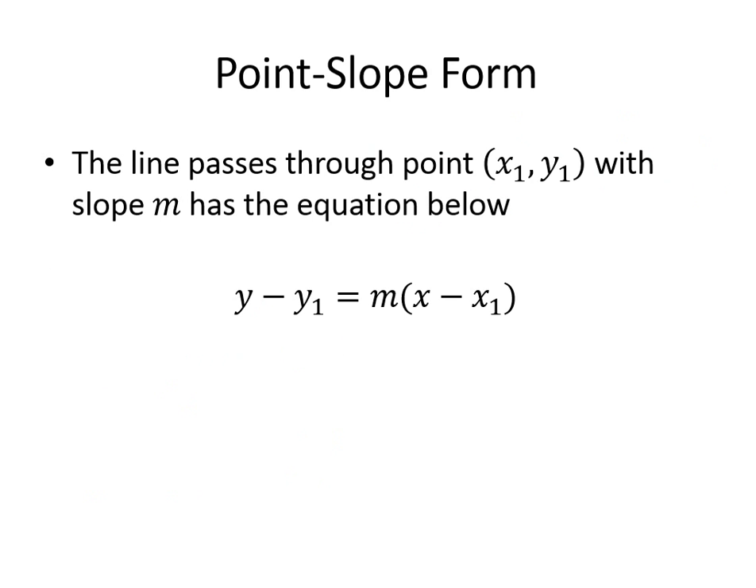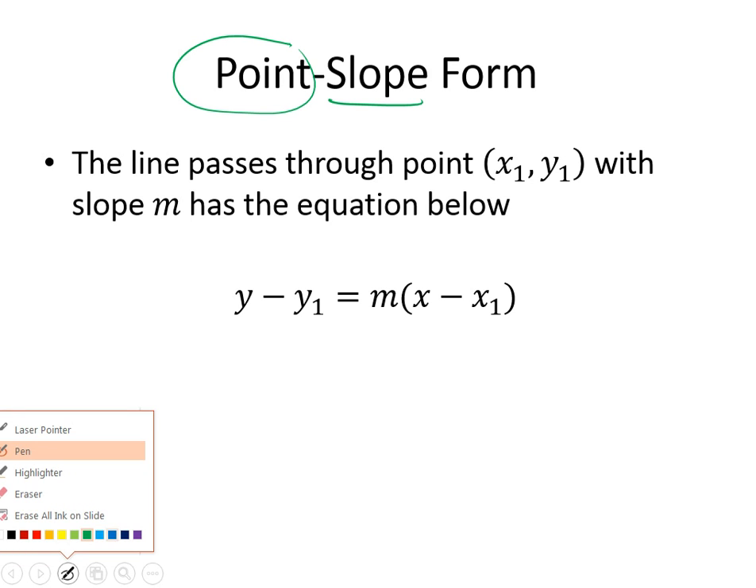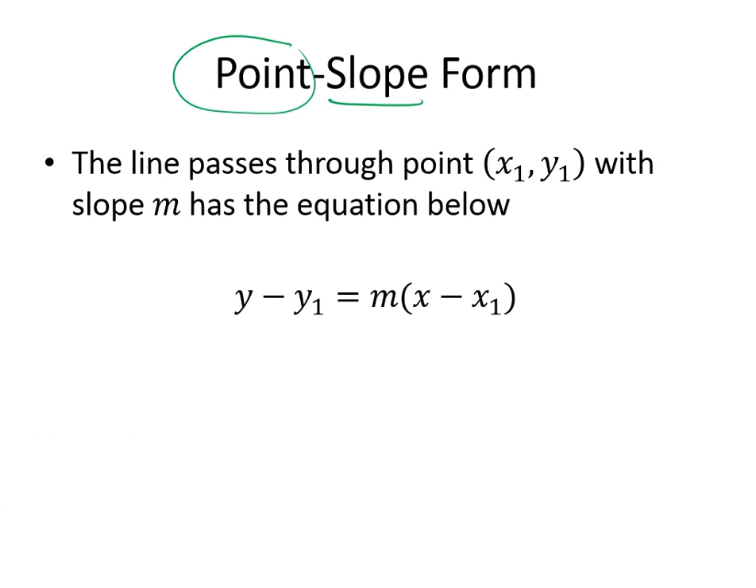Alright, so point slope form. Point slope form has a point and it has the slope in it. Okay, that's why it's called point slope form. Pretty simple. So a line passes through a point, x1, y1, with a slope of m, you can use the equation below. y minus y1 is equal to m times (x minus x1).